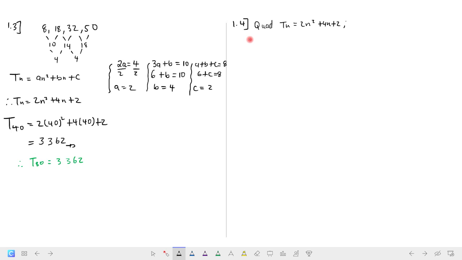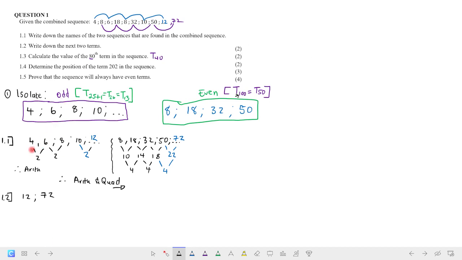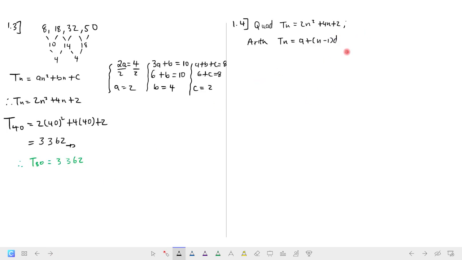But now we need to know what the arithmetic Tn is. In the meantime, we still have a plus n minus 1 d. From the isolation that we had, we can see that the value for a was 4 and d was 2. So when we substitute those, we get 4 plus n minus 1 times 2, which is 4 plus 2n minus 2, and then it's 2n plus 2. So that's the arithmetic sequence.